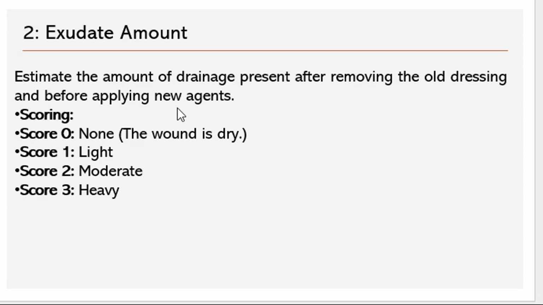The scoring will be from 0 to 3. Score 0 is when the wound is very dry, nothing is there, no oozing at all. We will give 0. If there is very slight drainage, the score will be 1. Score 2 if there is moderate drainage. Score 3 if there is heavy drainage. Then we have to mark these things in the chart. I have already told you about the chart, we have to mark it.